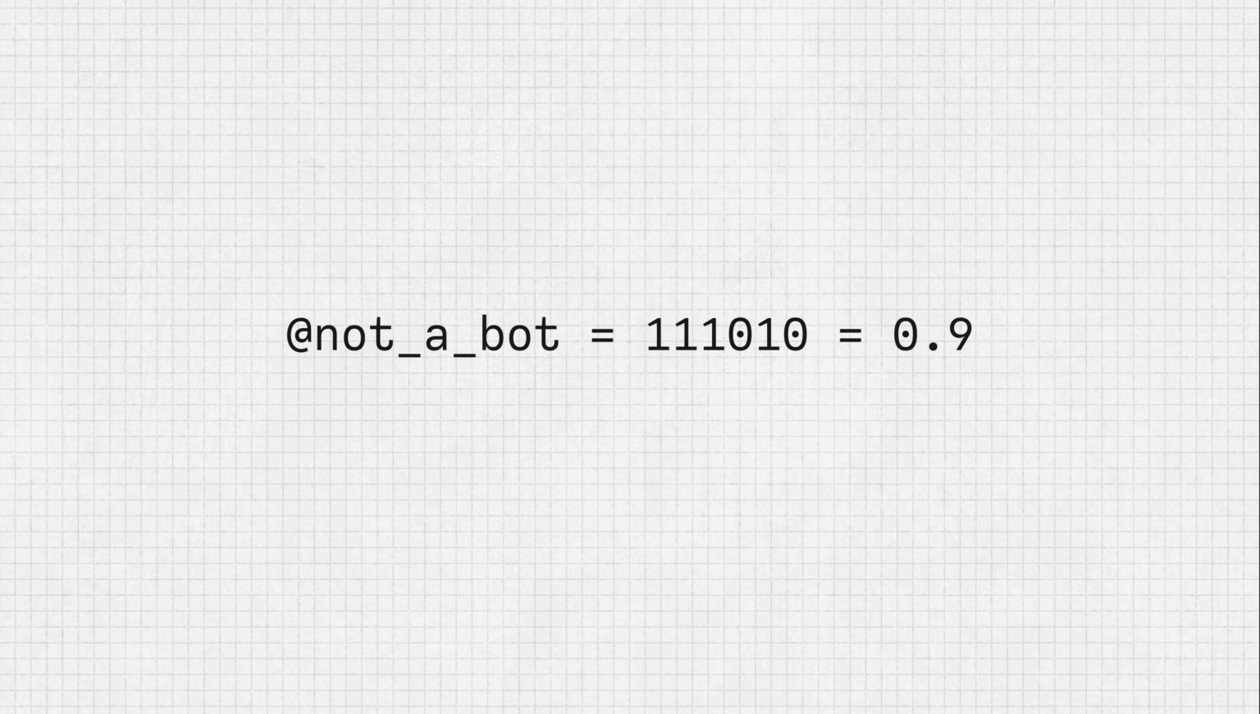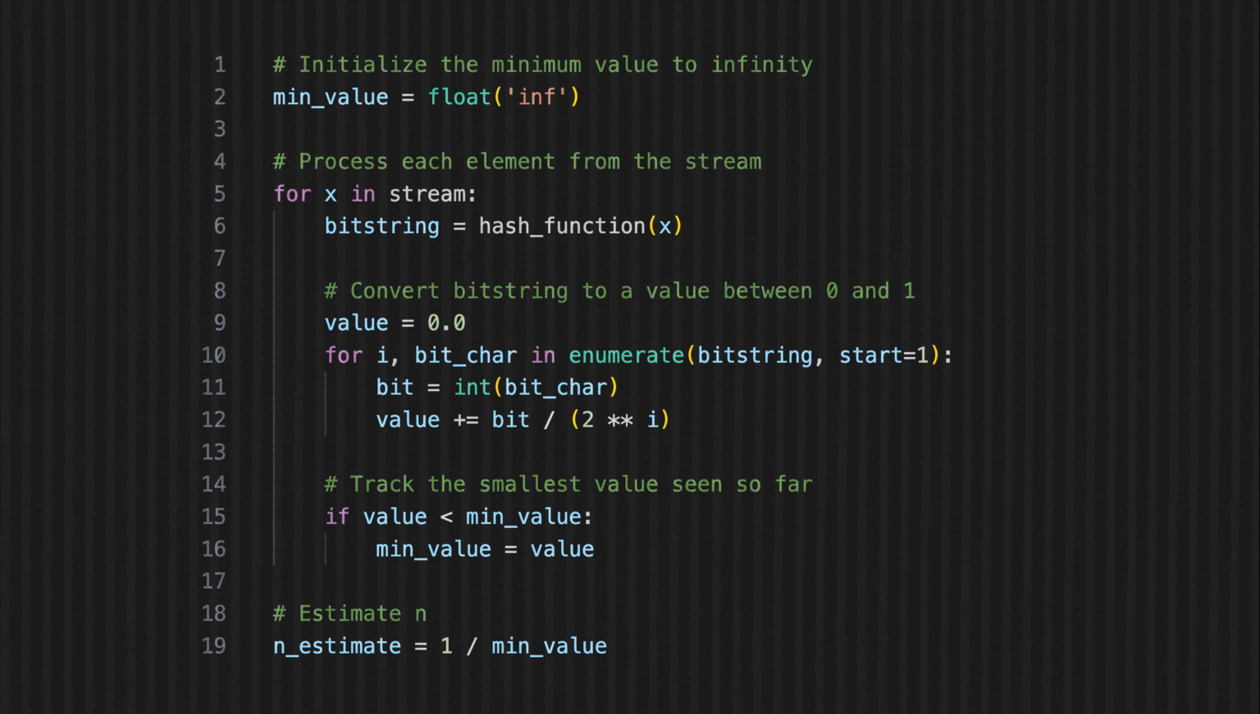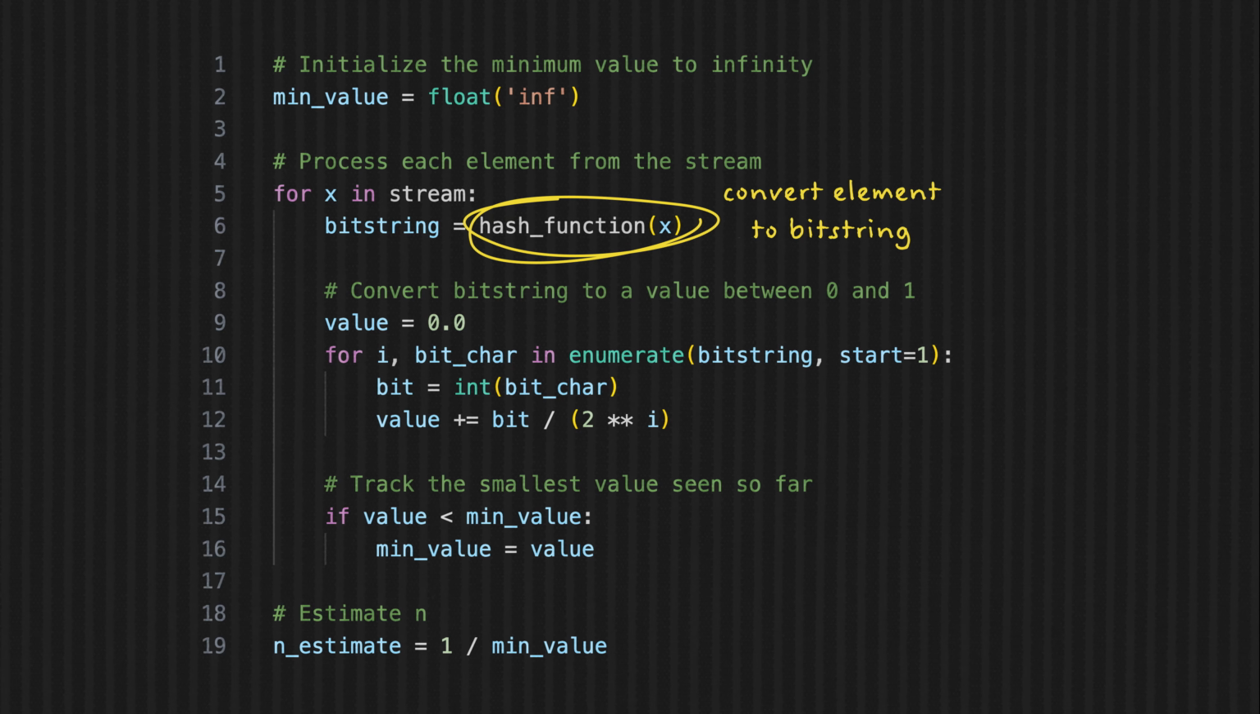So hash functions effectively let us map our stream elements to decimal numbers, and now we can rely on the same trick from before to estimate n. Putting it all together, the algorithm looks something like this. As elements arrive from the stream, we first hash each one into a bit string. Then, we convert the resulting bit string into a number between 0 and 1 using the formula from before. As we process elements from the stream, we keep track of the smallest number seen, and just like before, whenever we want an estimate for n, we return 1 divided by the smallest number.